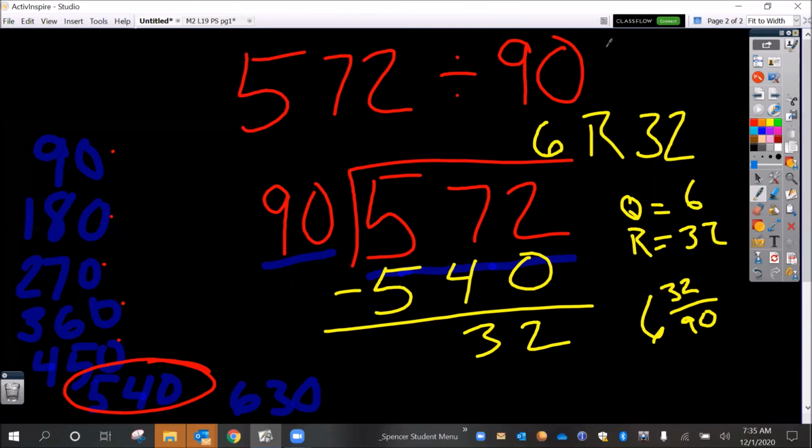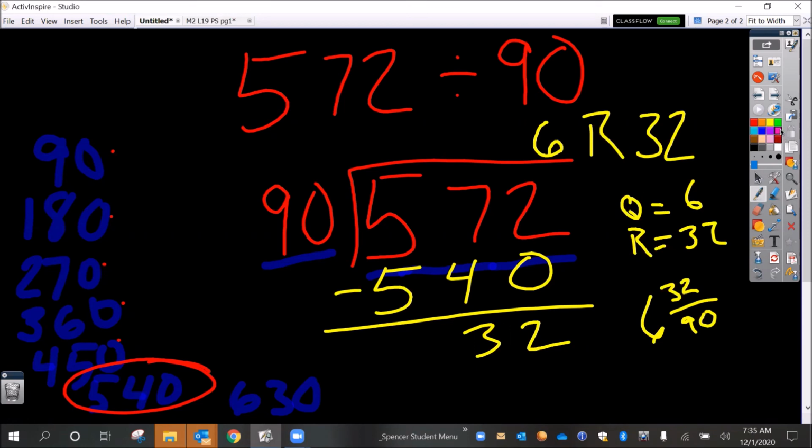Mr. Briggs was rushing and he forgot to show you one thing. So let me just quickly show you the check part of division. And I know that this is a review from previous division practices, whether it would be 5th grade or 4th grade.